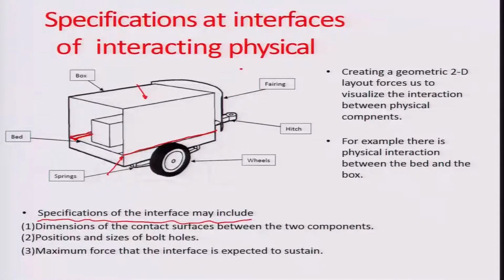So, the dimensions of the contact surfaces at such an interface between the box and the bed, or between two components in general, are of critical importance when we do configuration planning or configuration designing. Also, there is other very important information like the exact positions and sizes of the bolt holes, which may be introduced here for holding the box.